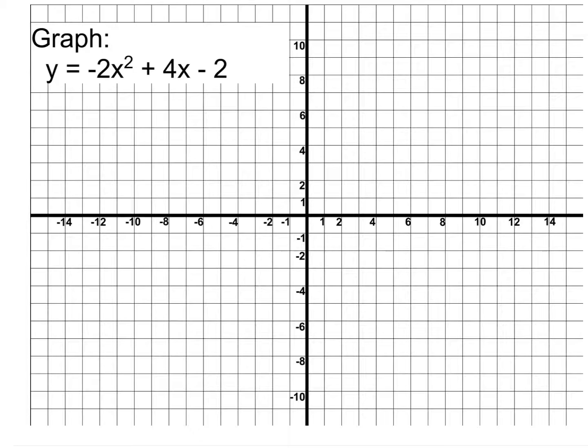Graph number 3 for the day. Graph number 3 of 4. Again, go ahead and graph this one on your own paper.